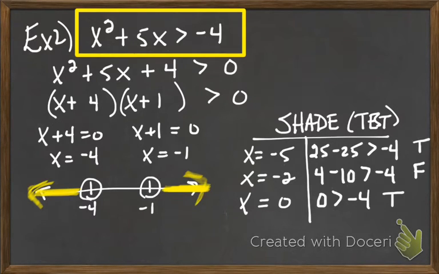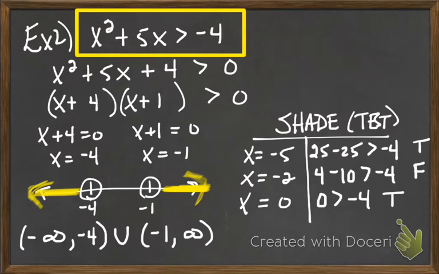So we didn't shade in the middle here. We shaded on both sides. So we're going to use two intervals. So our smallest interval will go from -infinity to -4, parentheses, because the circle is open, union, parentheses, -1, all the way to positive infinity.